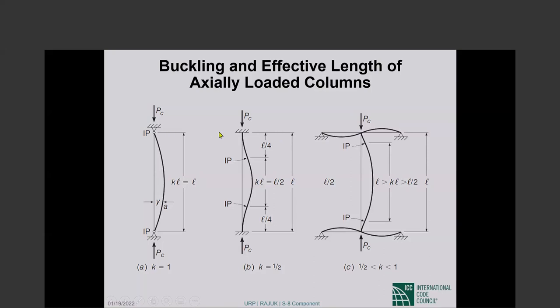Now, in both cases I said there is no translation possible. Only rotation is possible in the first case. In the second case, rotation is also not possible. Translation not possible means there is no side sway. That's the language that is used: braced against side sway, what we were discussing on the previous page.